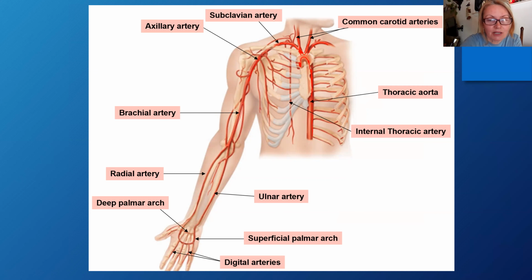Then brachial, in the brachial region, and somewhere in the antecubital region over here, it will bifurcate into the radial artery on the radial side, that's your radial bone, and the ulnar artery. And then they will form those arches, the deep palmar arch and superficial palmar arch. And we will have digital arteries branching from those arches. Also, you can see the internal thoracic artery here, and those are intercostal arteries.